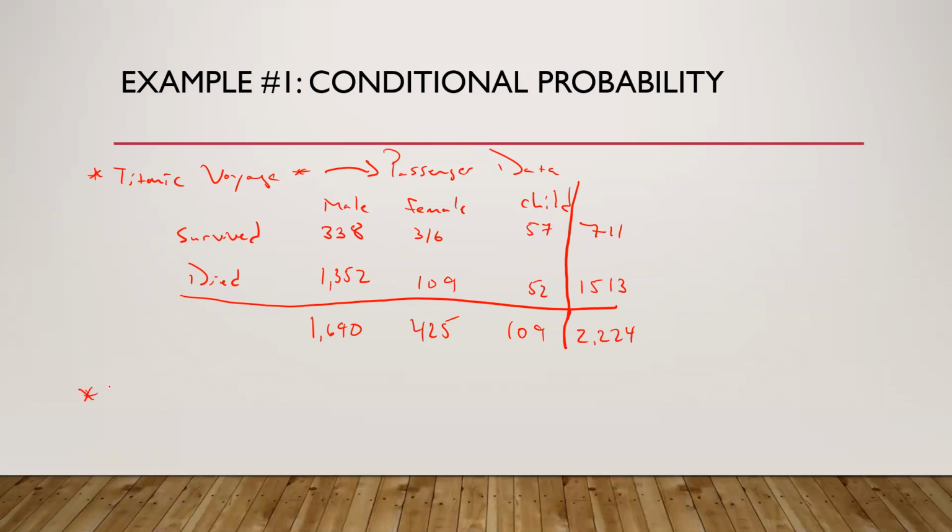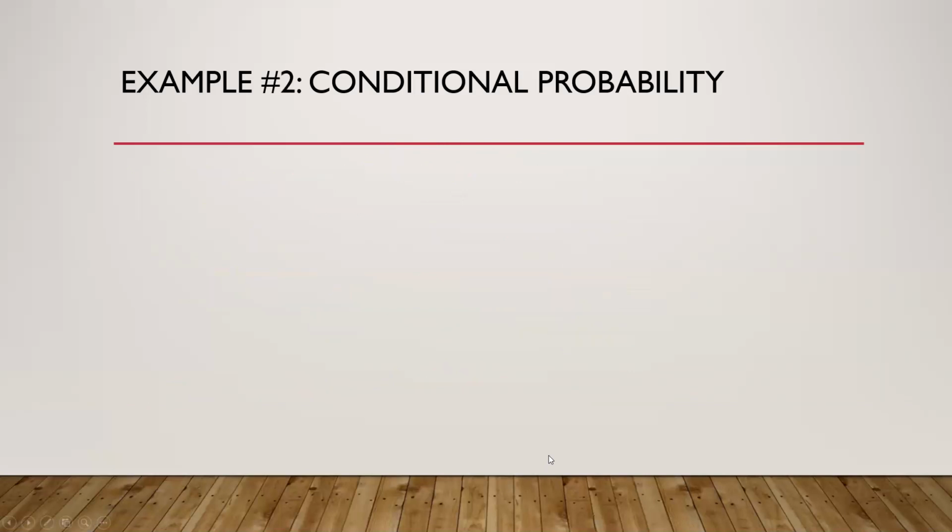So here's what I'm going to do. Imagine you have a list of all the passengers. You're going to select a passenger at random. Imagine you have all the names in a hat, and you just shuffle them up and select a passenger at random. The first probability I want to find is, what's the probability they survived? So the probability that just any passenger survived the Titanic.